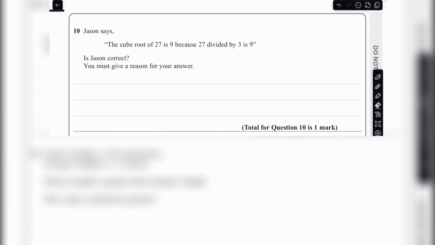In question 10, Jason says the cube root of 27 is 9 because 27 divided by 3 is 9. Is Jason correct? You must give a reason for your answer. So very easily we can state that no, he's not correct because the cube root of 27 is actually 3. And you can check the answer in your calculator.